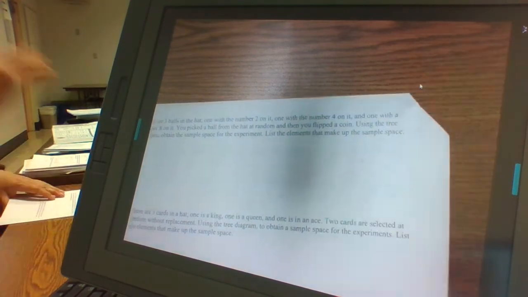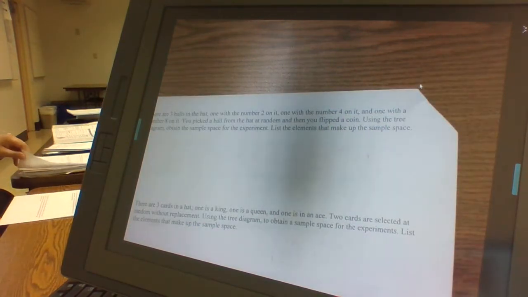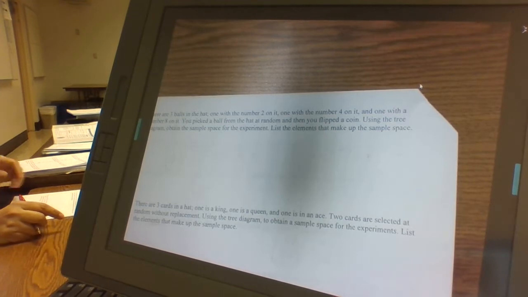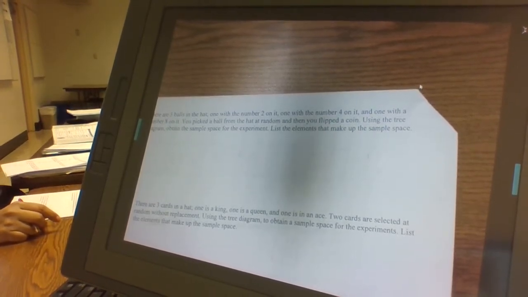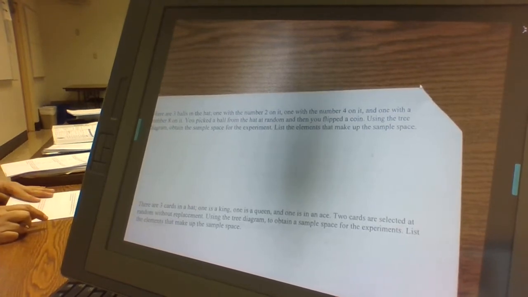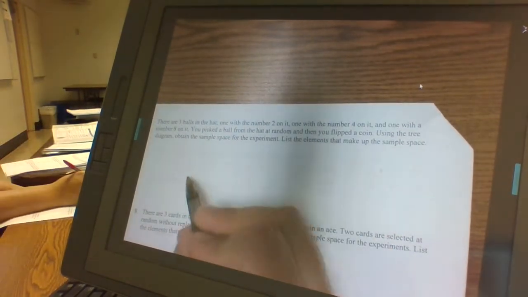Alrighty, next page. There are 3 balls in a hat, one with the number 2, one with the number 4, and one with the number 8 on it. You pick a ball from the hat at random, and then you flip a coin. Using the tree diagram, obtain the sample space of the experiment and list the elements that make up the sample space. So the first thing is you have how many different things?